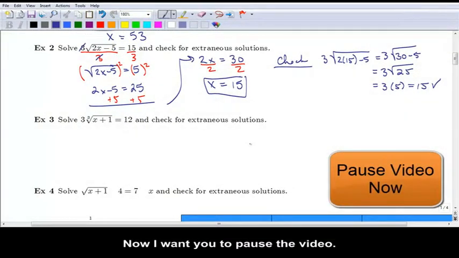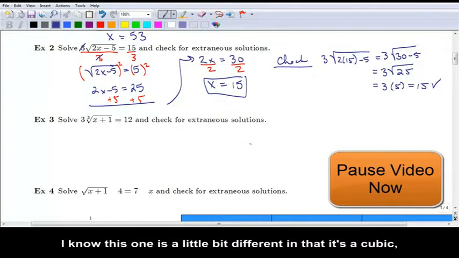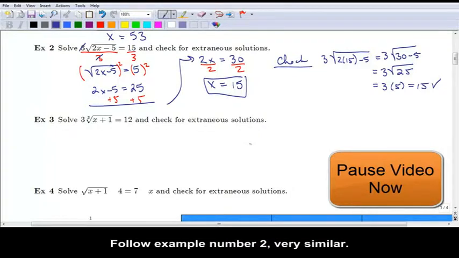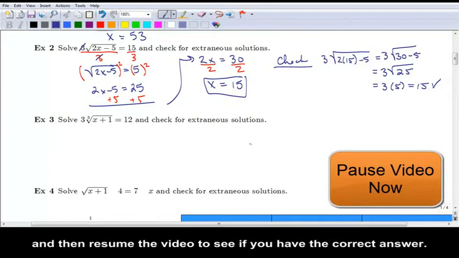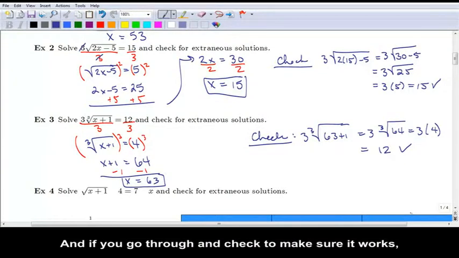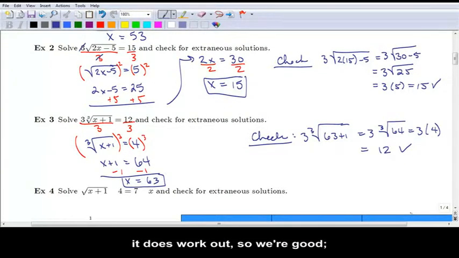Now, I want you to pause the video. I know this one is a little bit different in that it's a cubic, but all we're going to have to do is take the cube root of both sides, follow example number 2, very similar, and go through and try to solve this one, and then resume the video to see if you have the correct answer. So in this case, you should have gotten that x was equal to 63, and if you go through and check to make sure it works, it does work out, so we're good. Our answer is x equals 63.